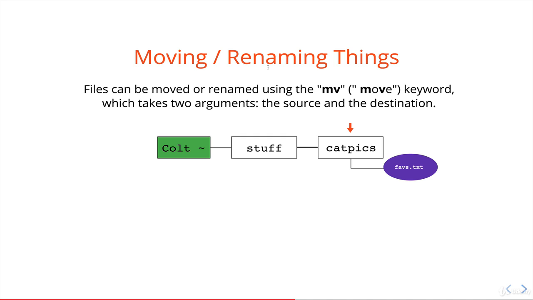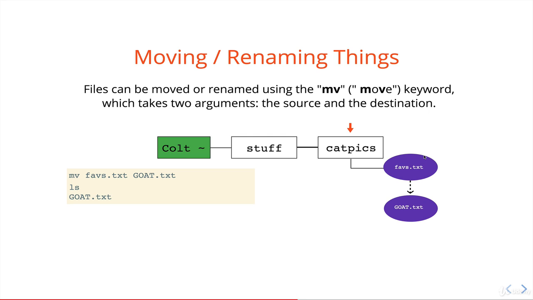So let's take a look at an example. We're in the directory catpics, as signified by this little arrow. Inside of catpics, there's a file called faves.txt. Okay, so if we write mv faves.txt goat.txt, what this will do is rename faves.txt to goat.txt without moving it anywhere. It's in the same destination folder, but we've just changed the name. So as you can see by the diagram, the name has been changed. If we type ls now from inside catpics, there is no longer a faves.txt, it's just goat.txt.